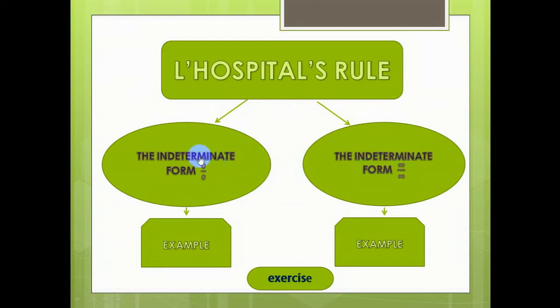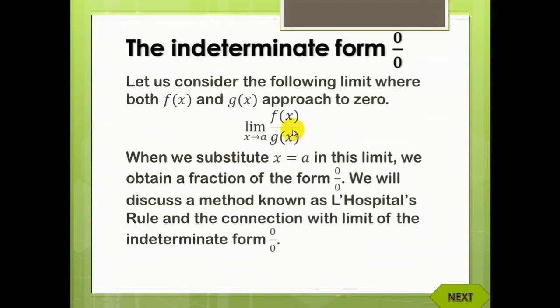So first we talk about indeterminate form 0 over 0. Let us consider the following limit where both f(x) and g(x) approach 0. That's the limit as x approaches a of f(x) over g(x). When we substitute x equal to a in this limit, we obtain a fraction of the form 0 over 0. So maybe you think, what's the connection between this method and this indeterminate form? That's why today we want to know the connection between L'Hospital's rule and limits of indeterminate form. So please stay tuned and enjoy my video.